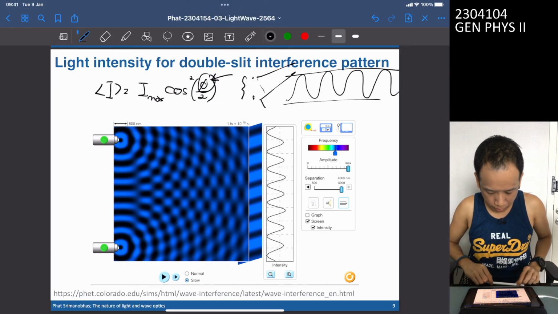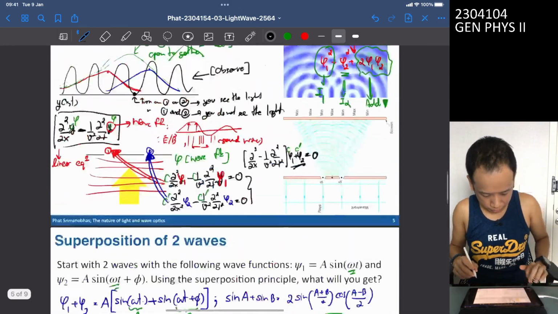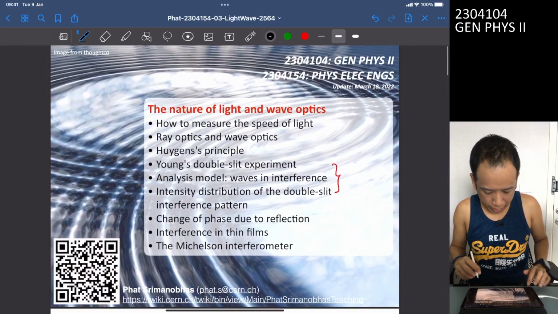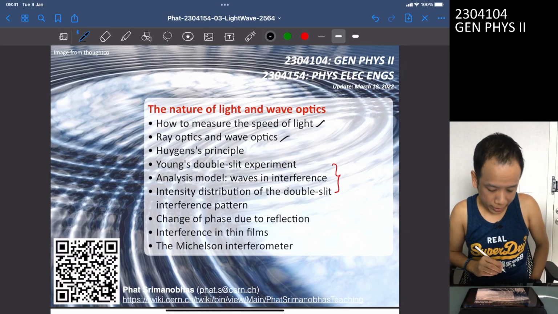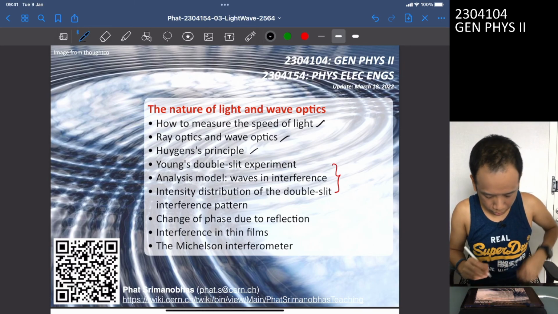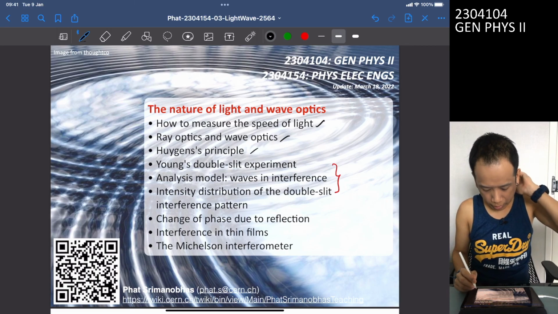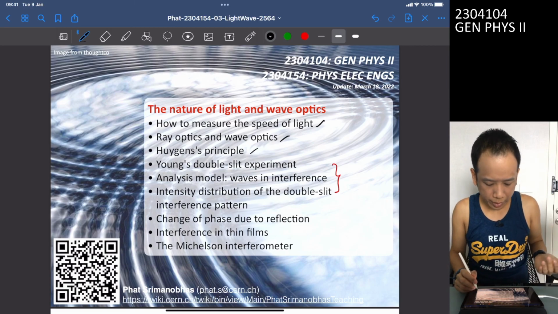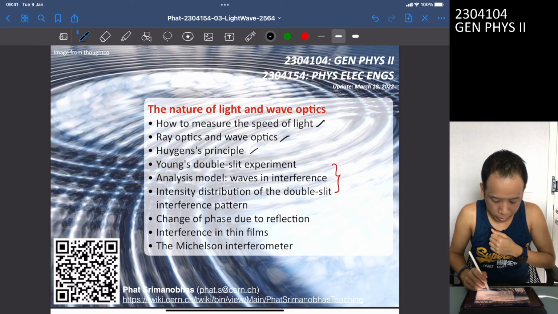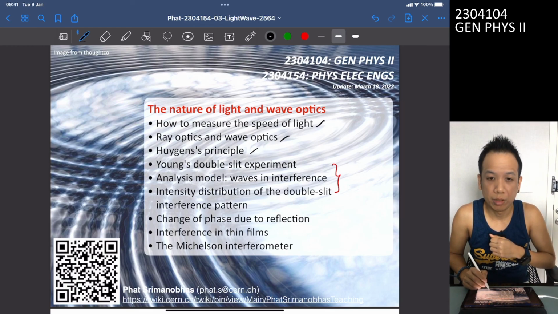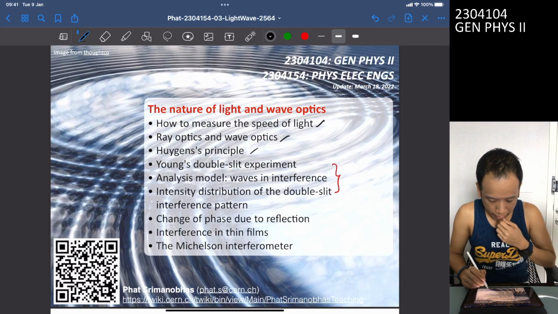So this is what we have learned today. We basically covered how to measure the speed of light, we talked about ray optics, the Huygens principle, and then the intensities, wave interference, and the Young double slit experiments. In the next video, we're going to talk about the remaining topics. And as I said, since we touched on reflection, maybe I will need to make a short review of that first, so that you can have an idea and can continue the class.